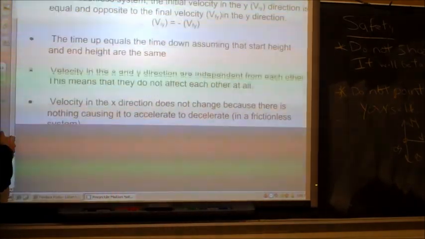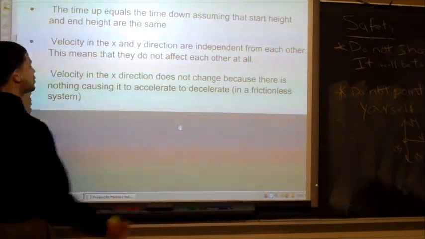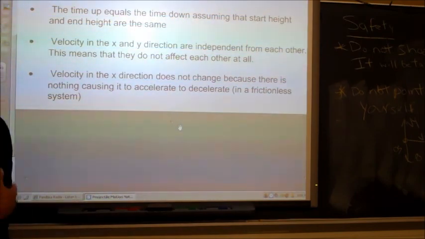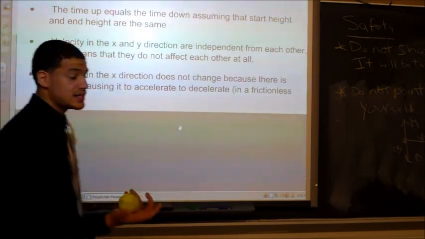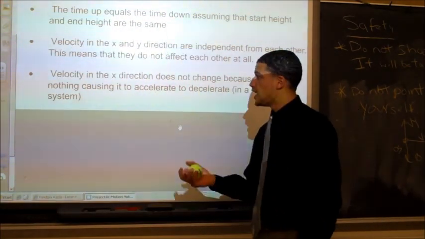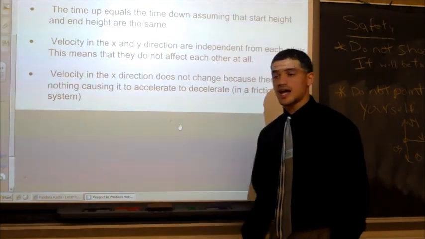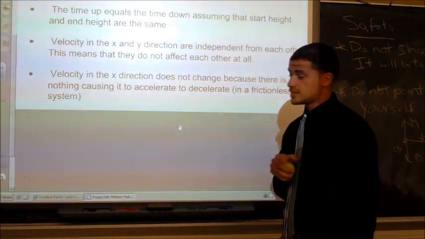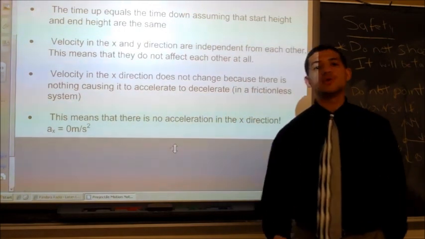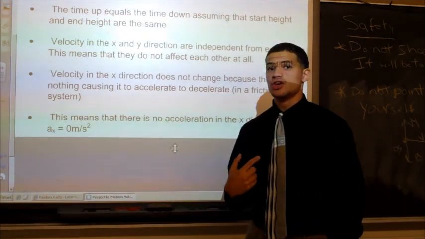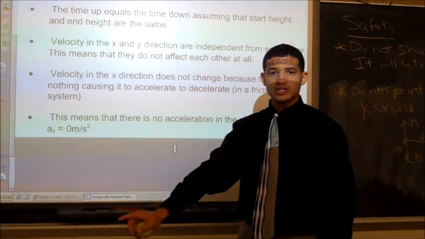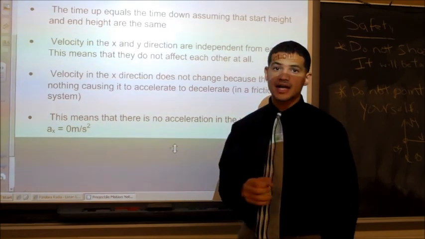Velocity in the x direction does not change because there's nothing causing it to accelerate or decelerate. And this isn't a frictionless system. When I'm actually in the real world, I do have a deceleration, and that is called air friction. And air friction will actually push against the velocity of my ball, slowing it down. This means that there's no acceleration in the x-axis. So if I shoot a projectile going that way, at each second that it travels for, it is traveling in the same x velocity.